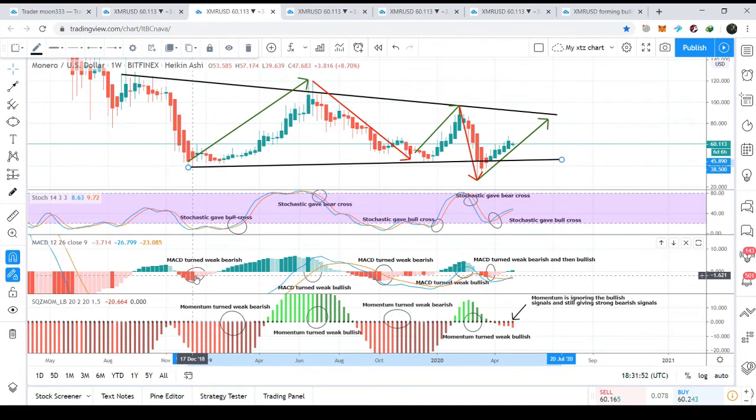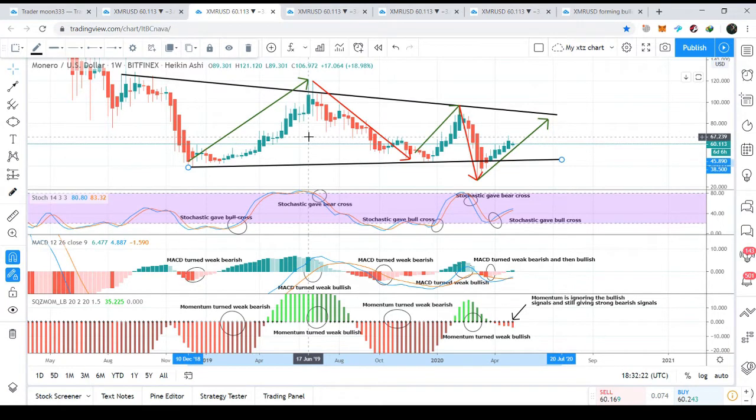So the MACD was turning weak bearish from strong bearish here on the candlestick of 24th of December. And after that, we received a weak bearish signal from the momentum indicator, and finally we received a bull cross by the stochastic indicator. And after that, we can see that the price action took a powerful bullish divergence, and the price action attempted very hard to break out this resistance of the wedge.